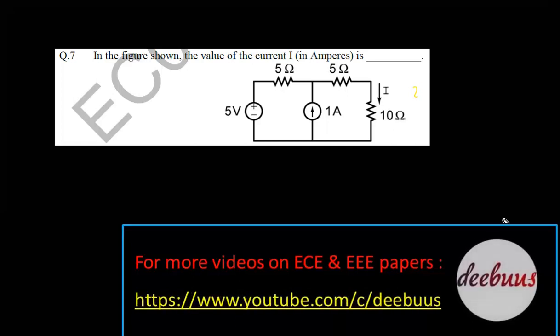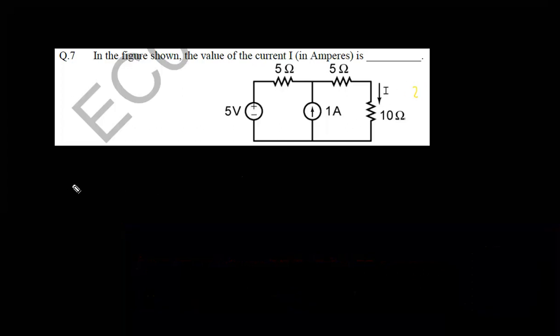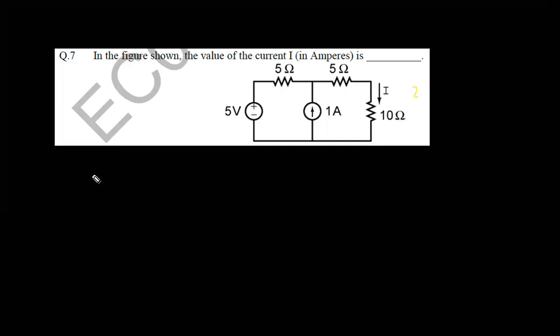Moving to the first question, in the figure shown, the value of the current I in amperes is. Current I is marked here. It is flowing serially through 5 ohm and 10 ohm. Just writing node equations will give the answer. I am marking this node as voltage V.